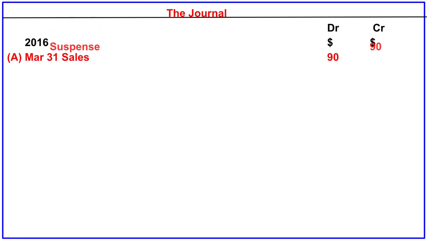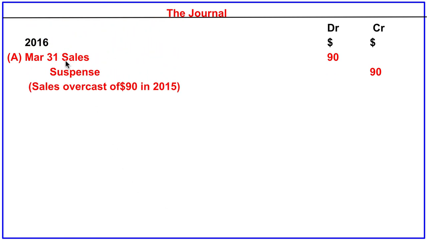So let us see the answers. It will appear in the journal. The first one, sales overcasted. In that case, we have to write sales account debit and credit suspense account, because sales is overcasted. In order to reduce from the sales account, we have to debit sales. Sales has a credit balance only, but here we have to debit in order to reduce the $90 from the sales account. So narratives are also required in some questions, so we have to write narratives.